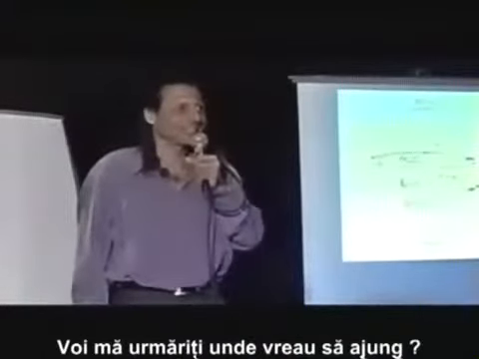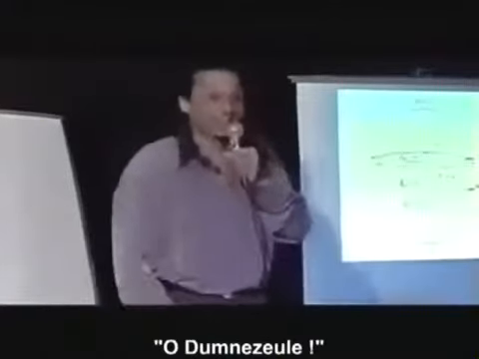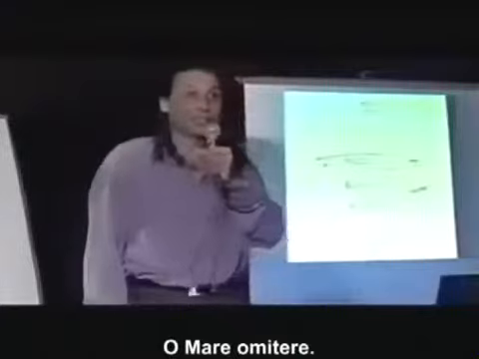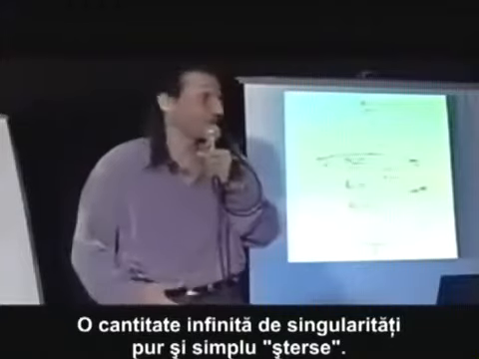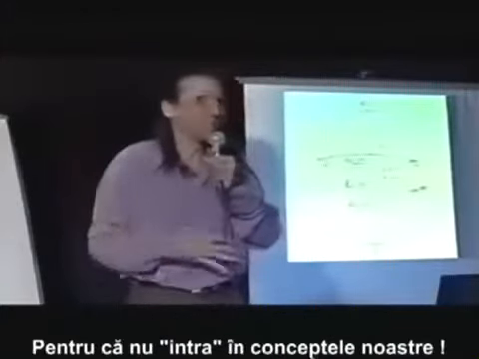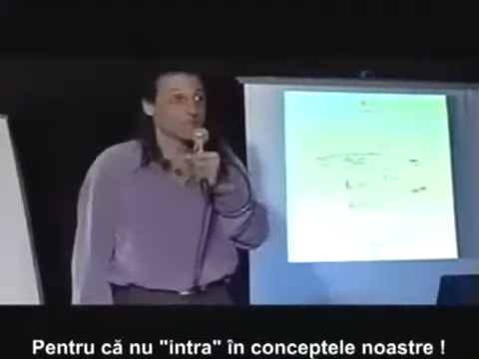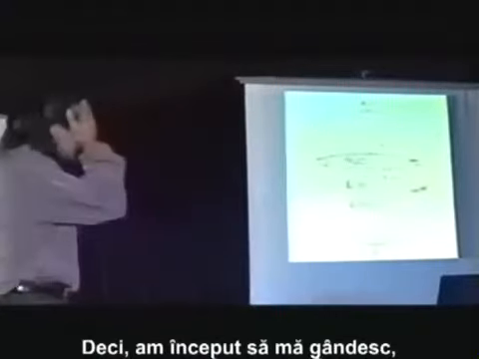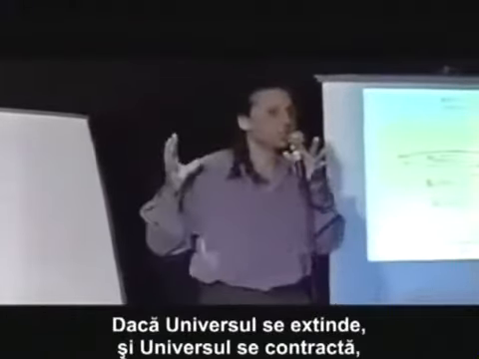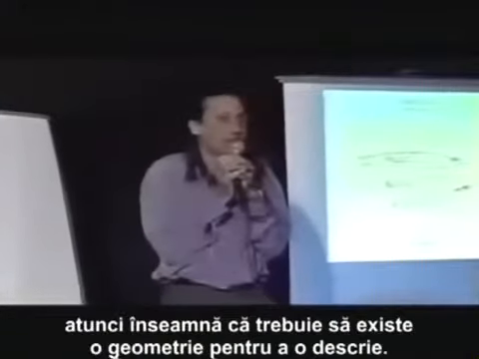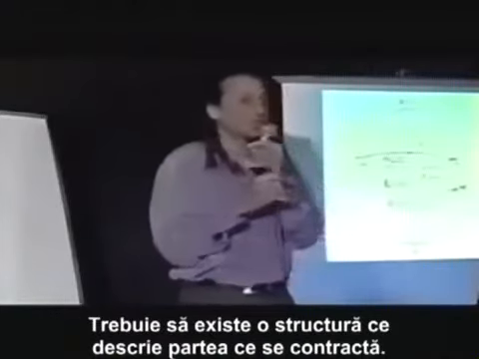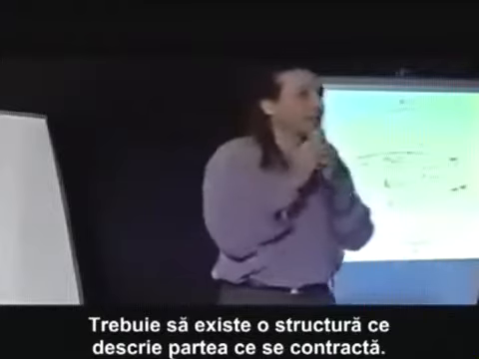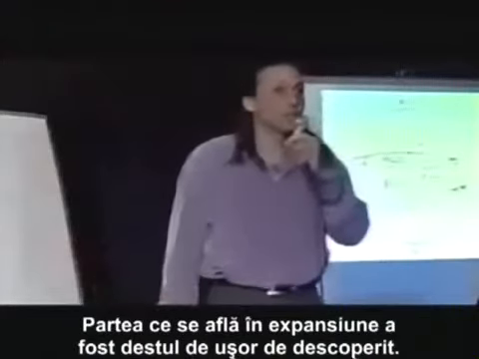You guys see where I'm going with this? Oh my God. Big omission. Infinite amount of singularities just scrapped because it didn't fit our concepts. So I started to think, well, okay, if the universe is expanding and the universe is contracting, then there's got to be geometry to describe that. There's got to be a structure that describes the contractive side. The expansion side was pretty easy to figure out.